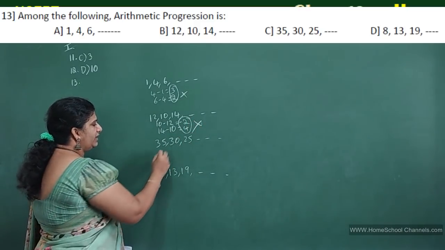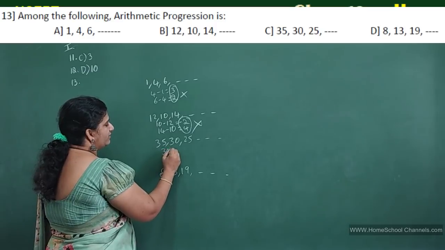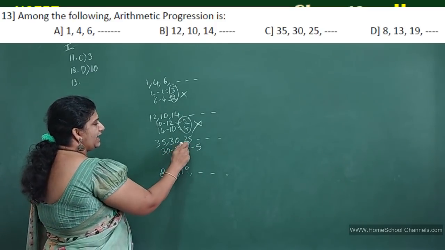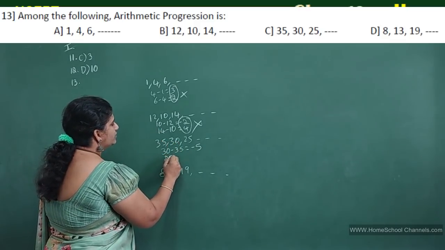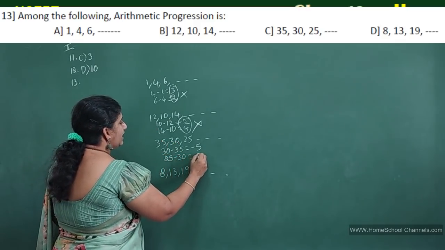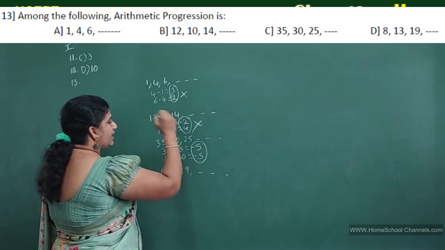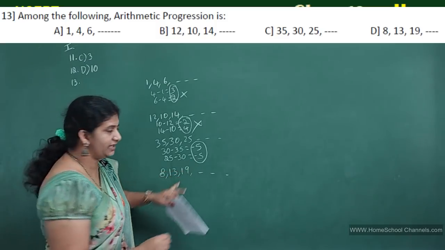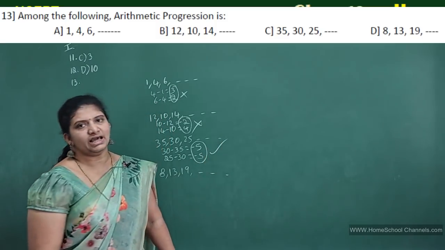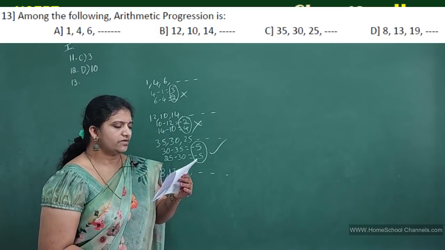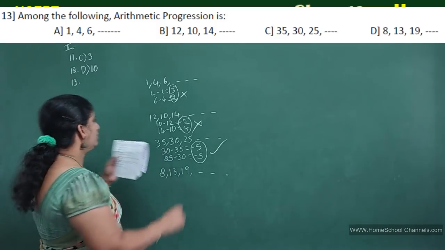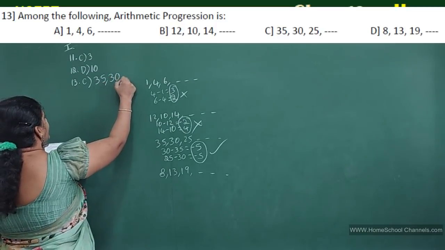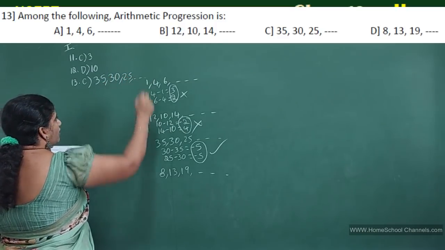Go with the third one. A2 minus A1, 30 minus 35 will be minus 5. And A3 minus A2, 25 minus 30, again it is minus 5. Therefore, I can say common difference is constant. Therefore, this sequence is in arithmetic progression. So, which option is your correct answer? Option C, 35, 30, 25, and so on is the correct answer.